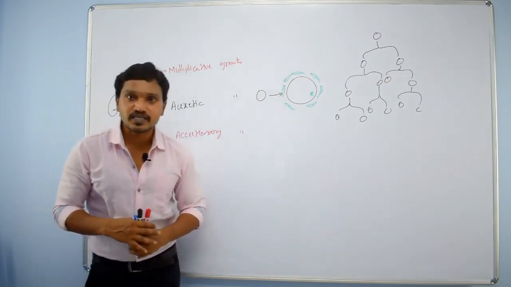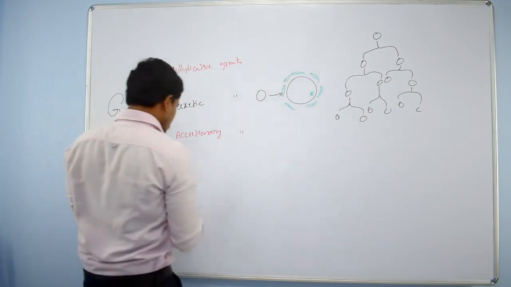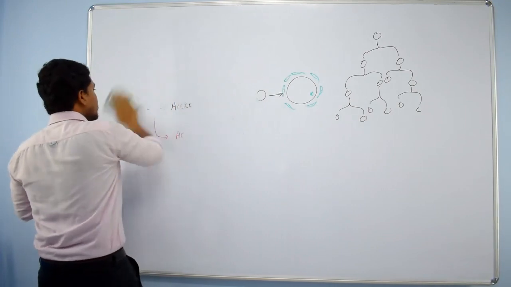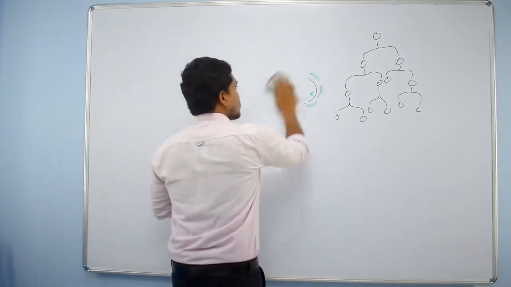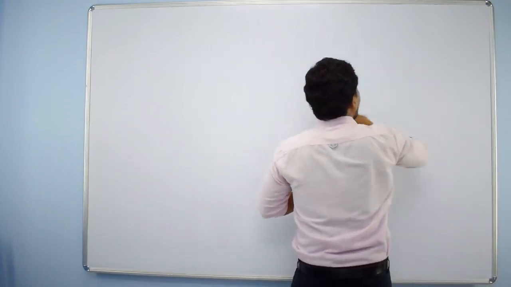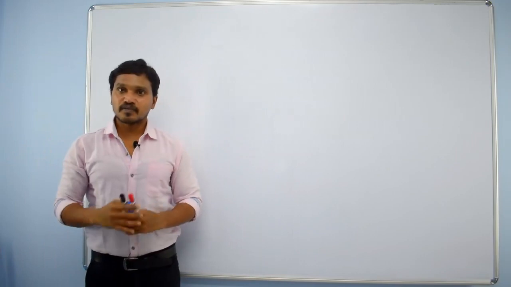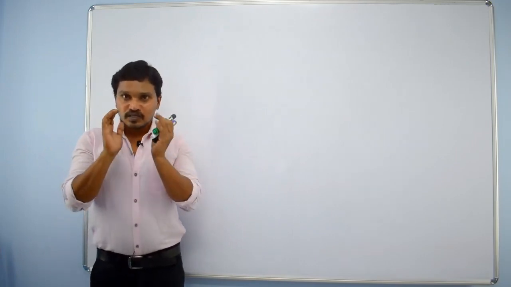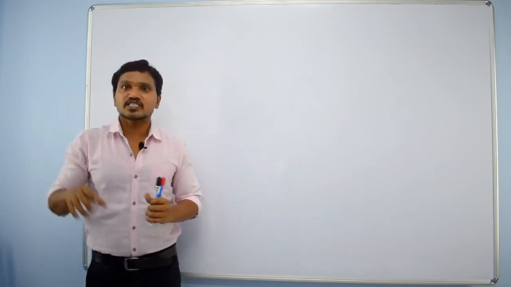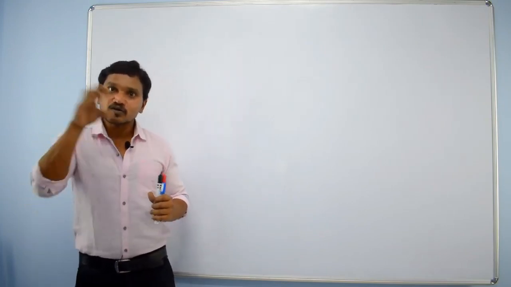Then what is differentiation? Differentiation is nothing but a process in which a cell assumes specific characteristic features and is assigned for special functions. Very simple. This is a process. In this process, the cell assumes some special characteristic features. Because of those special characteristic features, that cell can do some special functions.